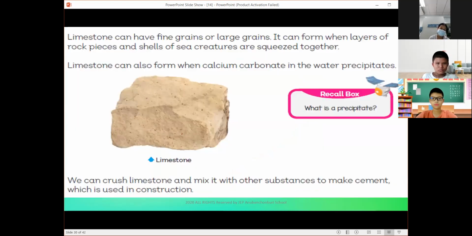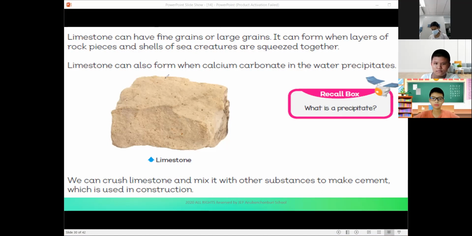The next one here is limestone. Limestone has different sizes. Some have fine grains, some have large grains also. So you cannot say that that is not a limestone because it has fine or large grains, because it can be both. It can form when layers of rock pieces and shells of sea creatures are squeezed together.